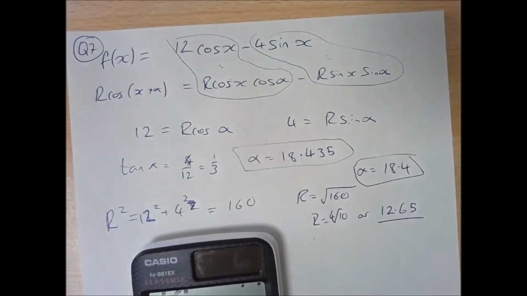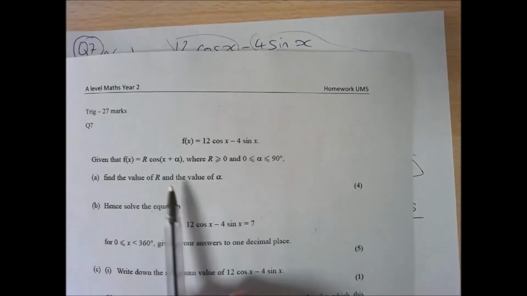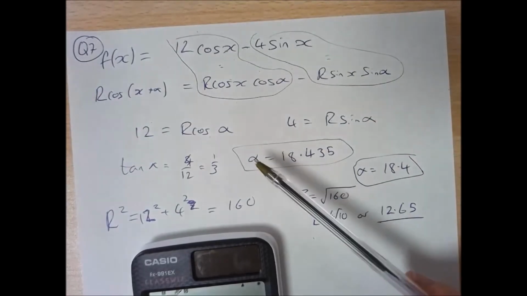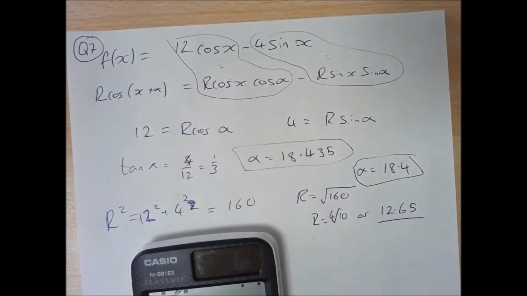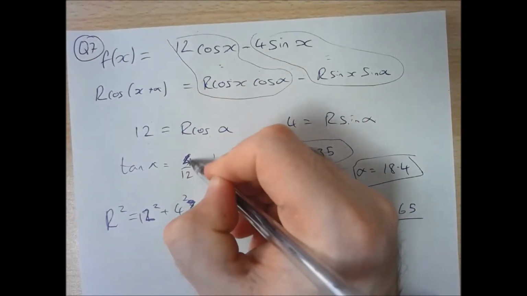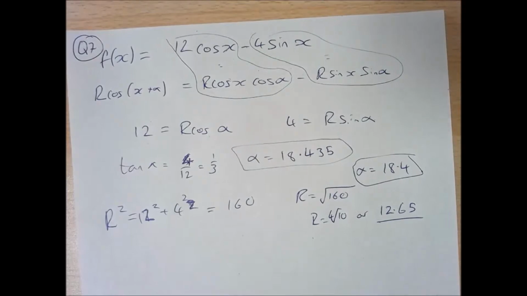So for part A, all we were asked to do is find the value of r and the value of alpha. This is a set method. We write out the expansion, we compare parts, we solve this using tan alpha and r squared from Pythagoras. So sorry about these little errors in here, that's a 4. And that's 12 squared plus 4 squared.